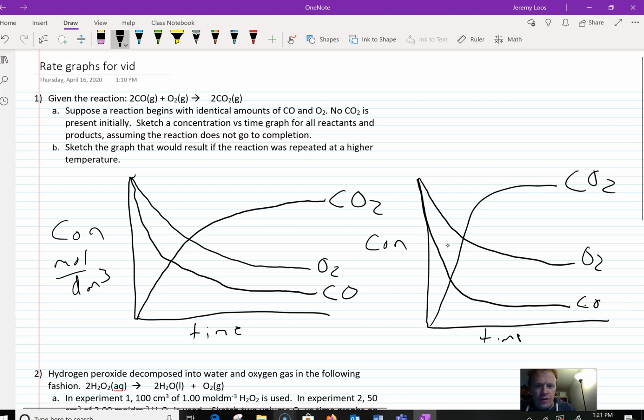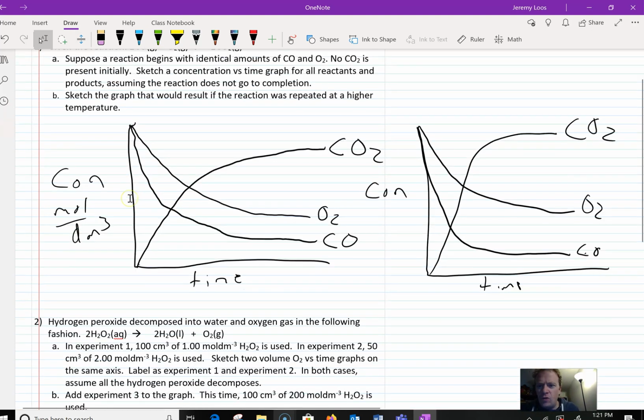So rather than, the time, I guess, when the reaction is going to dramatically slow down is going to be a lot sooner. And again, I don't think I've sketched these perfectly in proportion, but I think that something like this is pretty reasonable. Okay, so that's the first question there.